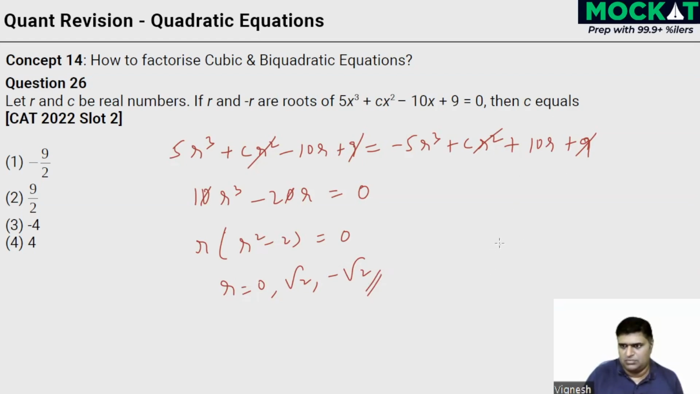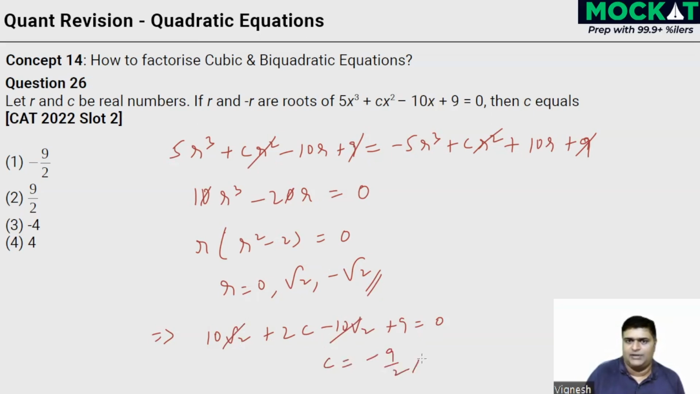C equals how much over here? Given that we have the values of R, you can just plug into one of them. Let's say the first one, R is root 2. So you're going to get 5 into root 2 whole cube, which is 10 root 2, 5 into 2 root 2, plus root 2 whole square, which is 2C, minus 10 into root 2 plus 9 equals 0. These get cancelled. C equals minus 9 by 2. Option 1 over here is the answer.